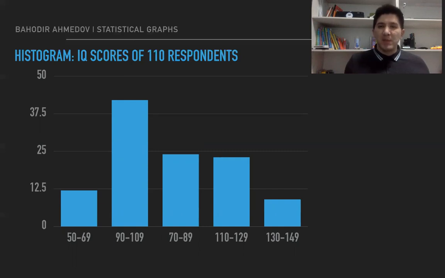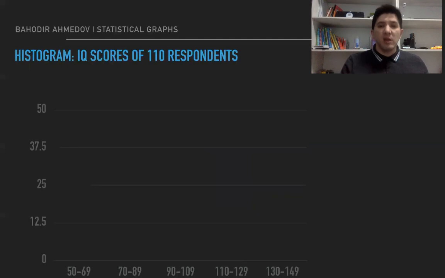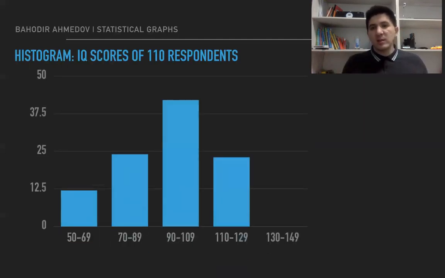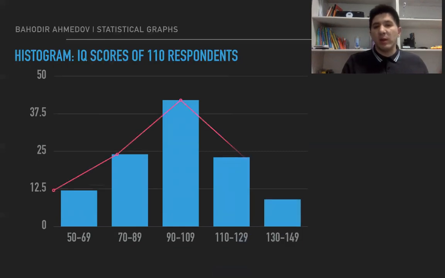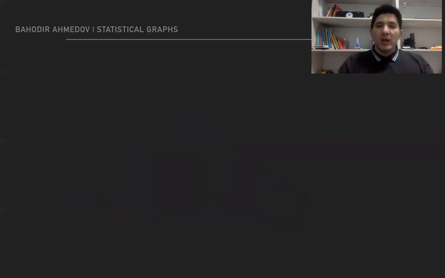So this is basically a wrong histogram, because it doesn't tell us about the shape of the distribution. It's super important for histograms that we put the classes in sorted order, for example increasing or decreasing. Then we will see the distribution of the points. In this case we see that the distribution is normal, but in different cases it might be different.